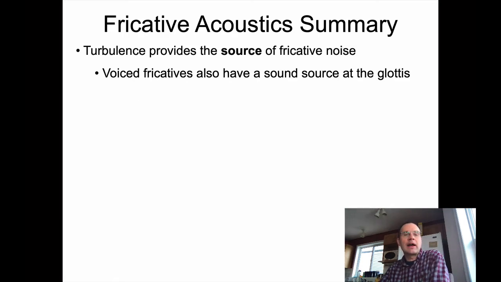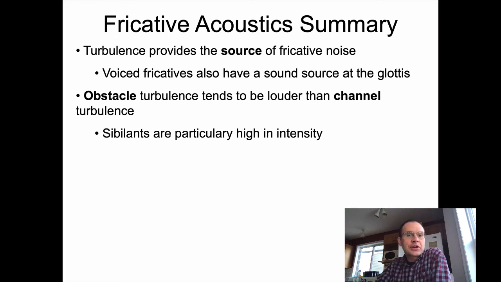Okay, just to wrap this whole thing up, for fricatives, turbulence is going to provide the source of fricative noise, sort of parallel to the way that voicing provided the source of sound for vowels or other periodic sounds, as we'll see later. So fricatives are turbulent or noisy things. Voiced fricatives are also going to have that sound source at the glottis, so they're going to have two different sound sources. Obstacle turbulence will tend to be louder than channel turbulence, so a fricative like s is going to be louder than a fricative like h. Sibilants are particularly high in intensity.